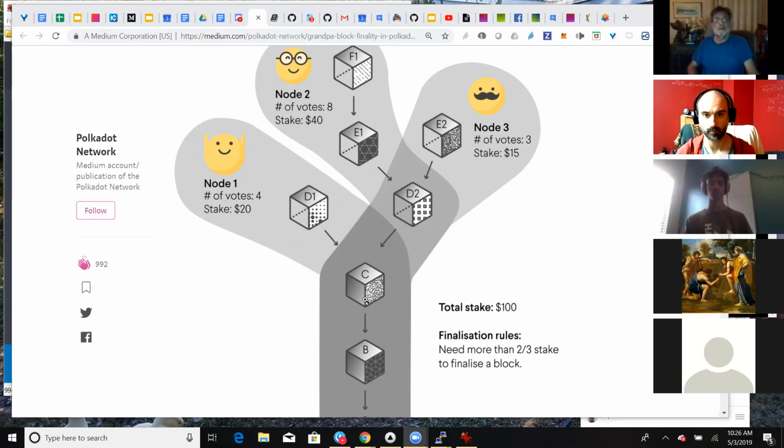staking, and basically, apparently, when they finalize the blocks that have 2/3 of the votes, as soon as they get 2/3 of the votes, they're finalized. But I know there's more to it than that.